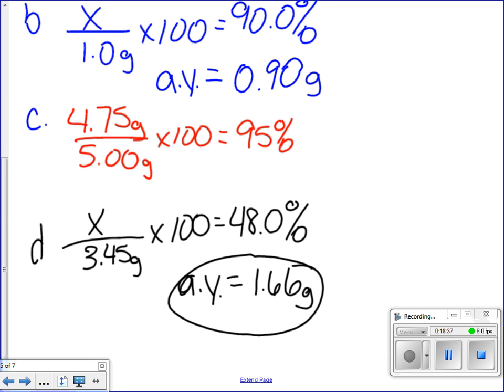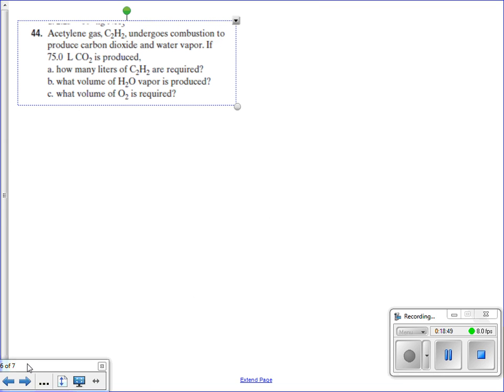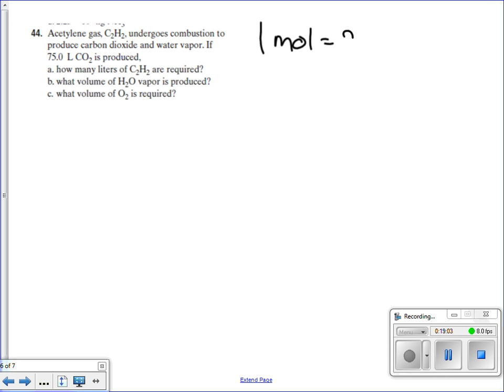All right, so that is everything from chapter 9, section 3. On the second worksheet I've given you, there are a couple of problems where it asks for volume. And so that actually comes from some information that we got in chapter 3, where it says 1 mole is equal to 22.4 liters. And we only use this when we're talking about a gas.